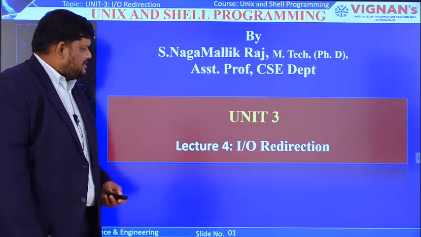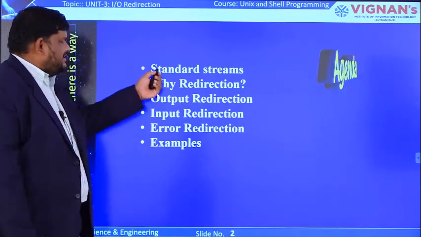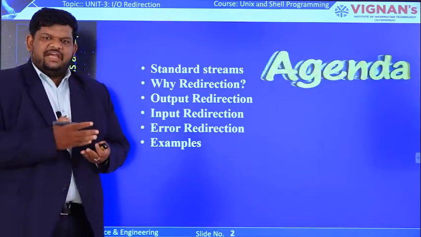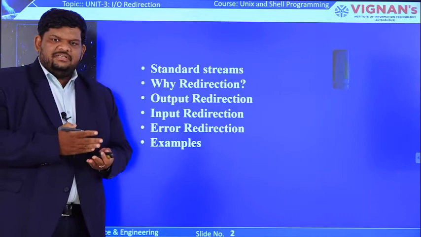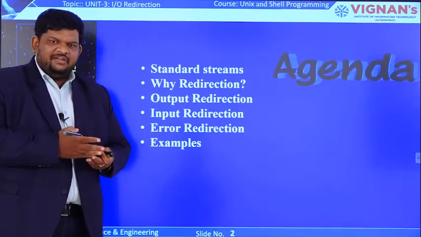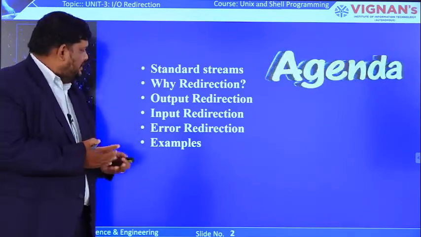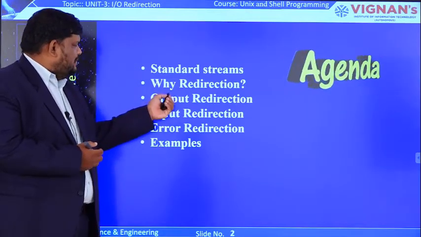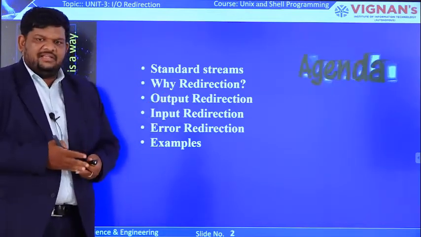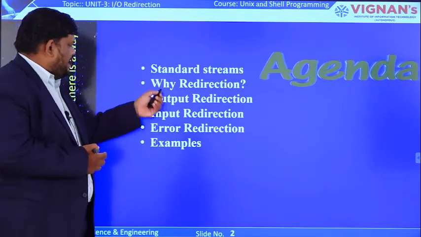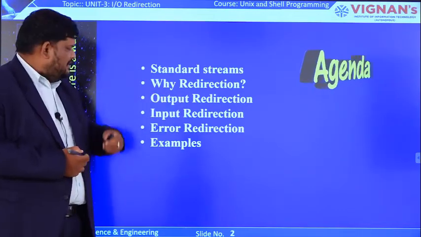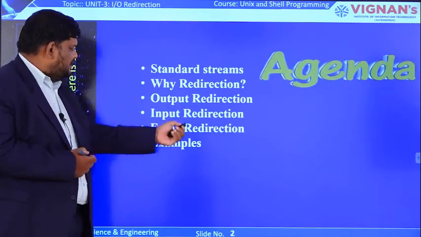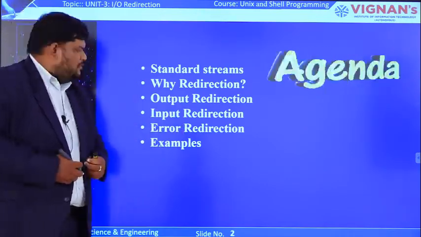In the previous session, we discussed standard streams, what is meant by standard streams, and how many types there are: standard input, standard output, and standard error. With the help of a neat diagram, we explained everything. We covered why we need redirection, and also output redirection. Today in this lecture we are going to cover some examples of output redirection, and after that what is meant by input redirection and how we are going to redirect the error, with some examples.